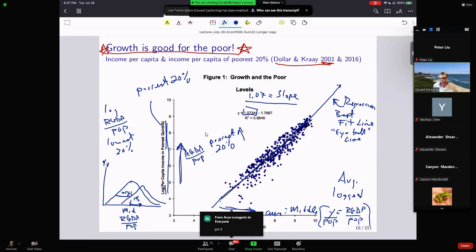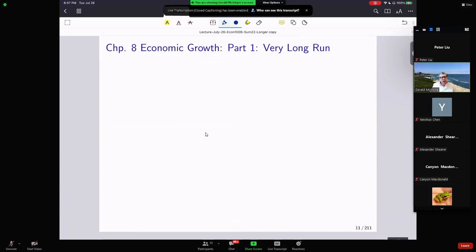All right. So I want to start introducing the tools and model of economic growth. And this starts us off in chapter 8, economic growth part 1. This is the very long run, as we've mentioned, 30 to 100 years.